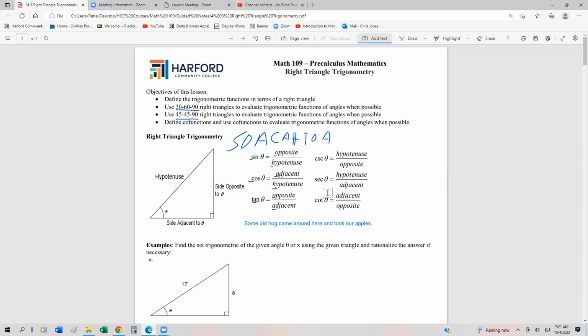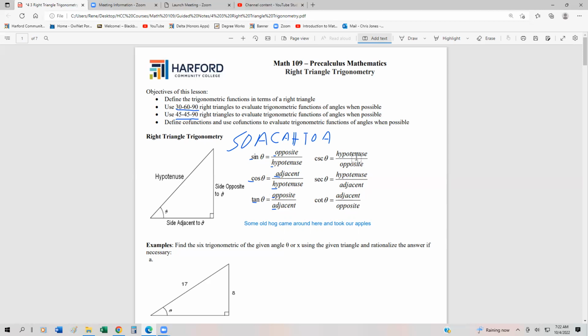And then, once you get those, you can just take the reciprocal. Again, sine is opposite over hypotenuse: some old hog. CAH: cosine is adjacent over hypotenuse: came around here. And finally, tangent: took our apples. Tangent is opposite over adjacent.